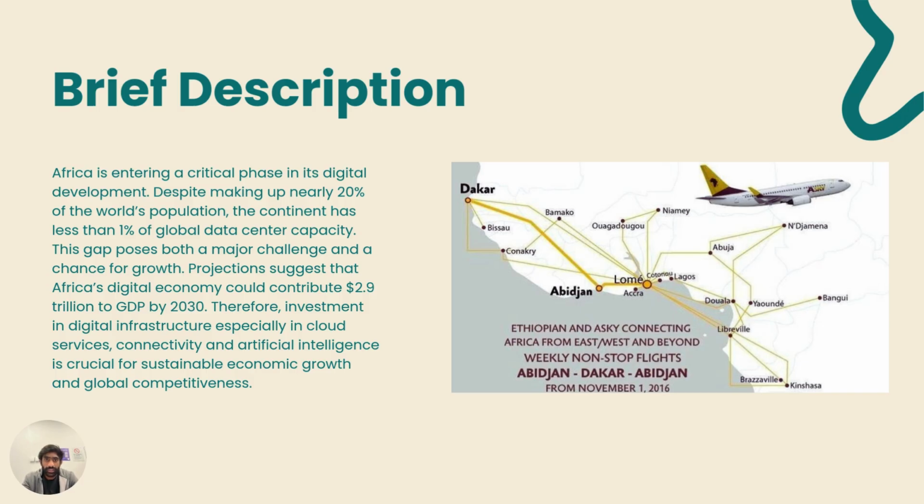Africa is now entering a very important stage in its digital growth. Even though Africa has about 20% of the world's population, it has less than 1% of the world's data center capacity. This means there's a big digital gap, but also a huge opportunity. Experts say that by 2030, Africa's digital economy could add almost 2.9 trillion to its GDP. But for this to happen, Africa needs strong investments in cloud services, better internet connectivity, and also artificial intelligence. So overall, this slide is showing that Africa has great potential for digital development, but it needs the right infrastructure to compete globally and support long-term economic growth.